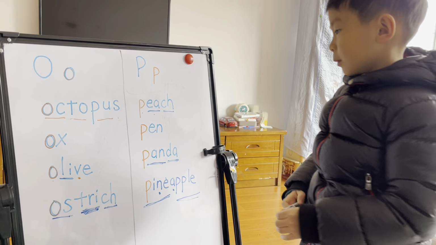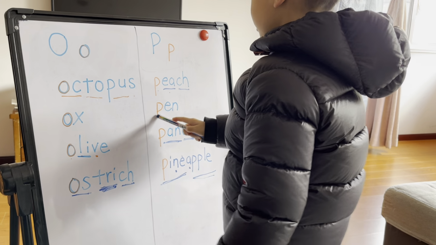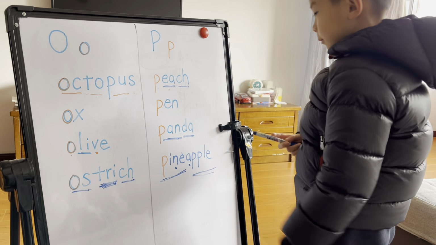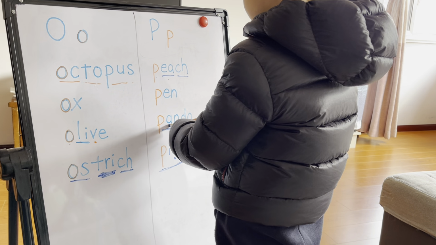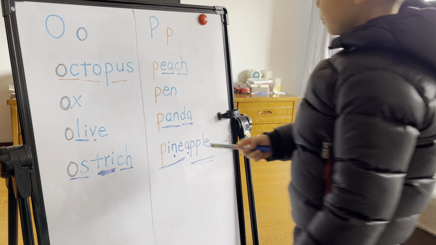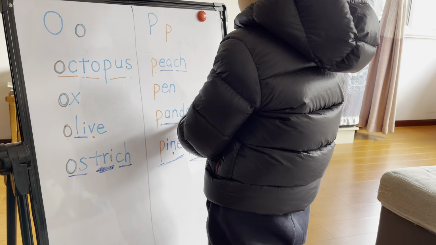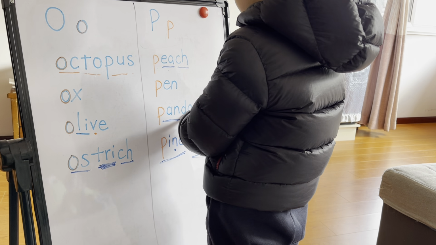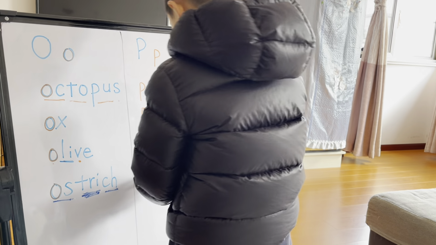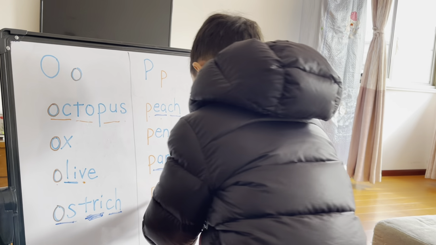Peach, very good. The second word. Yes. Very good. Pen, okay, very well. The third word. D says pen. Yes. The last one, panda, very good. Did you see a panda bear in the zoo? Okay, the last word, you will finish that.